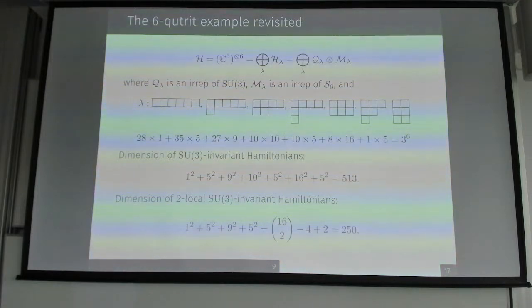If you look at the 6 qutrit example again, it decomposes into irreps labeled by these Young diagrams. Only 5? Oh, 10, I see. Thank you.